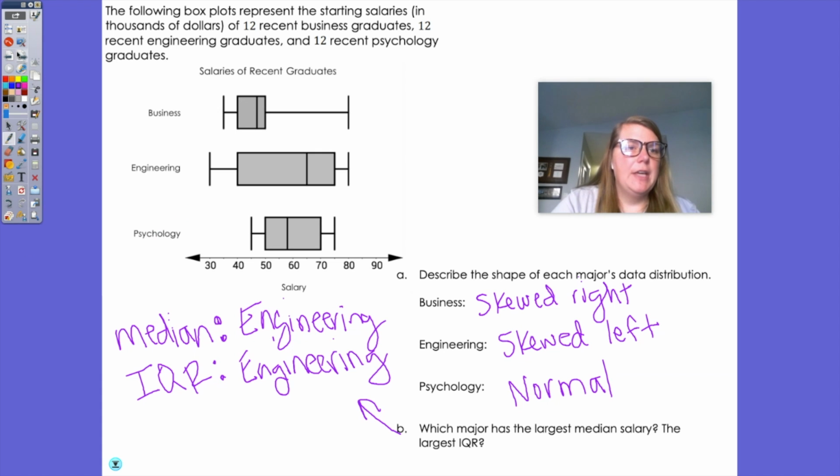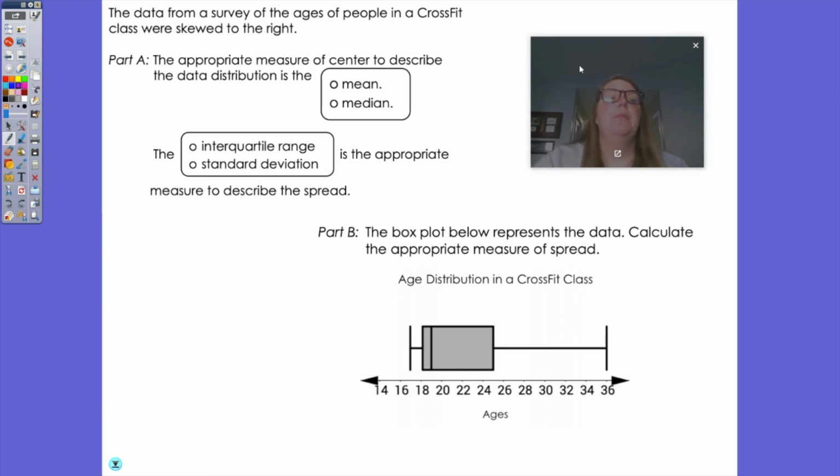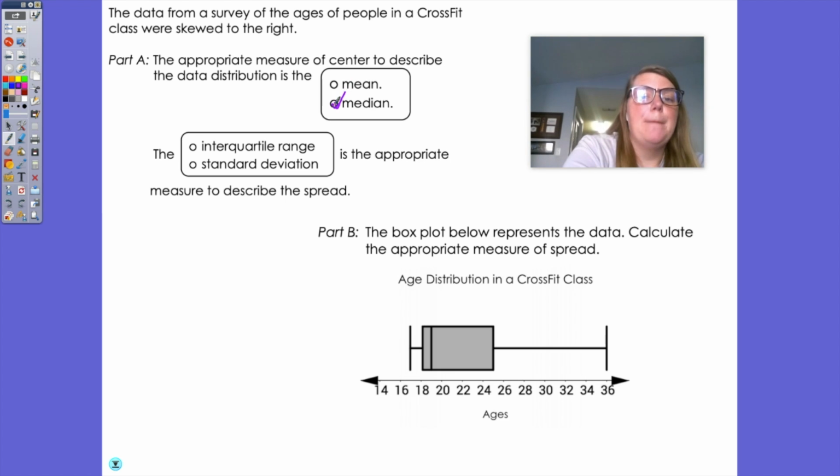All right, let's look at the last question. The data from a survey of the ages of people in a CrossFit class were skewed to the right. Part A, the appropriate measure of center. So if we're talking about skewed data, for the center, remember we want to use the median because the mean is not going to be very accurate. And if we're talking about skewed data, we also want to talk about the interquartile range because that is not going to be affected by those outliers, that skewed data.